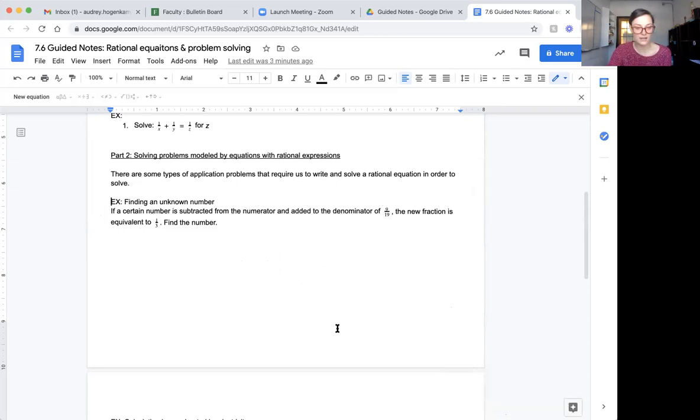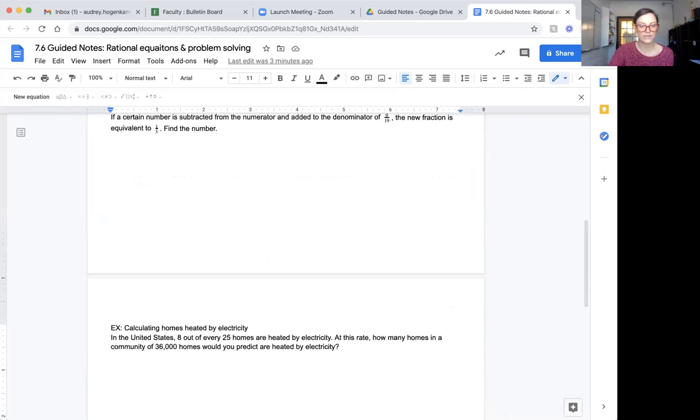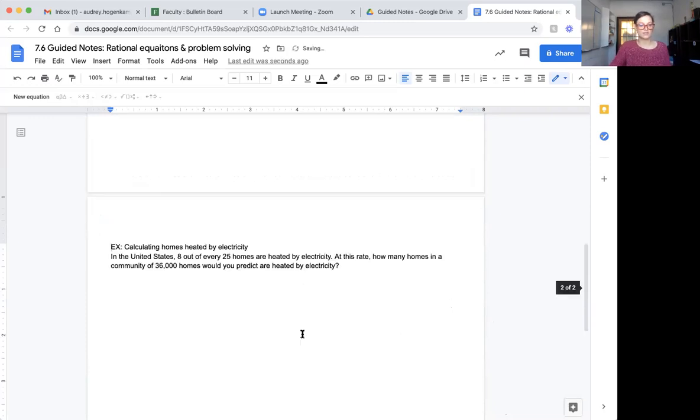All right, next up, we are calculating homes heated by electricity. So in the United States, 8 out of every 25 homes are heated by electricity. At this rate, how many homes in a community of 3,600 homes would you predict are heated by electricity? And so what we are going to do is read the problem and then again translate it into math. So we know that 8 out of every 25 homes are heated by electricity.